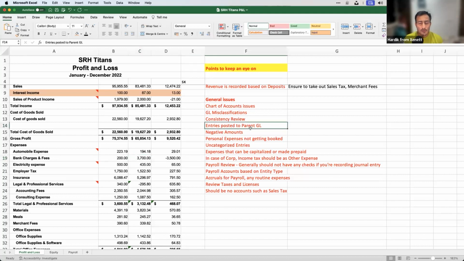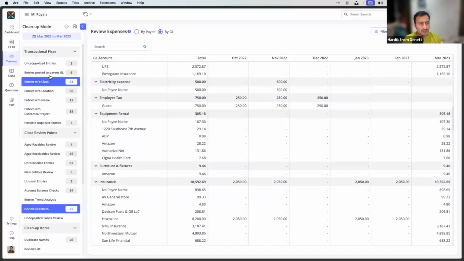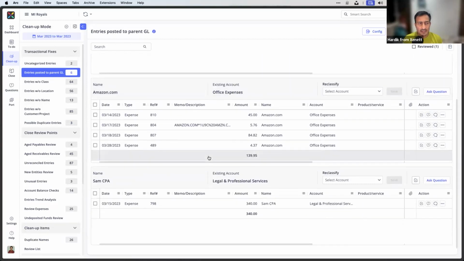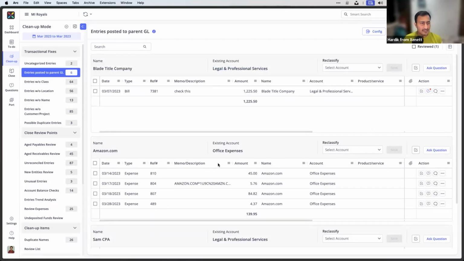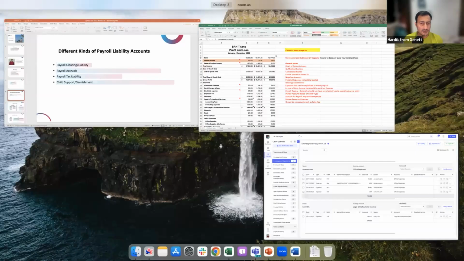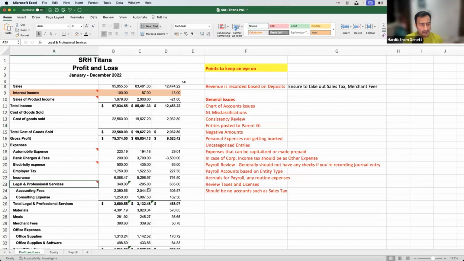This is something called entry posted to parent account. We also have it in Xenett. This is the quickest way. We look at all those transactions that are posted to parent accounts, and then we reclassify them. I think these are the checkpoints that, if we resolve them on a routine basis, like every month, we don't have to deal with these kinds of issues at year end. For example, this one: we already have some accounts, so there is no point in having transactions posted at these accounts. That's another thing we keep an eye on.